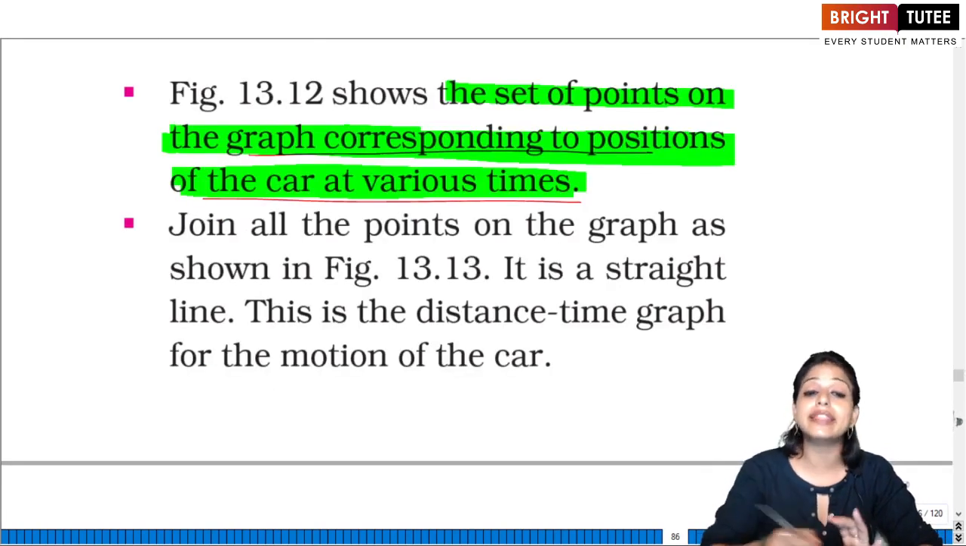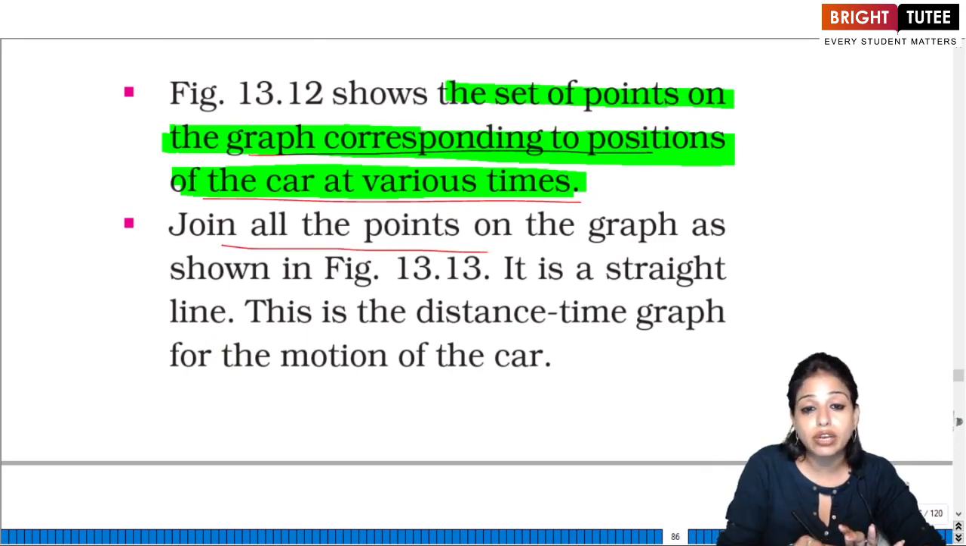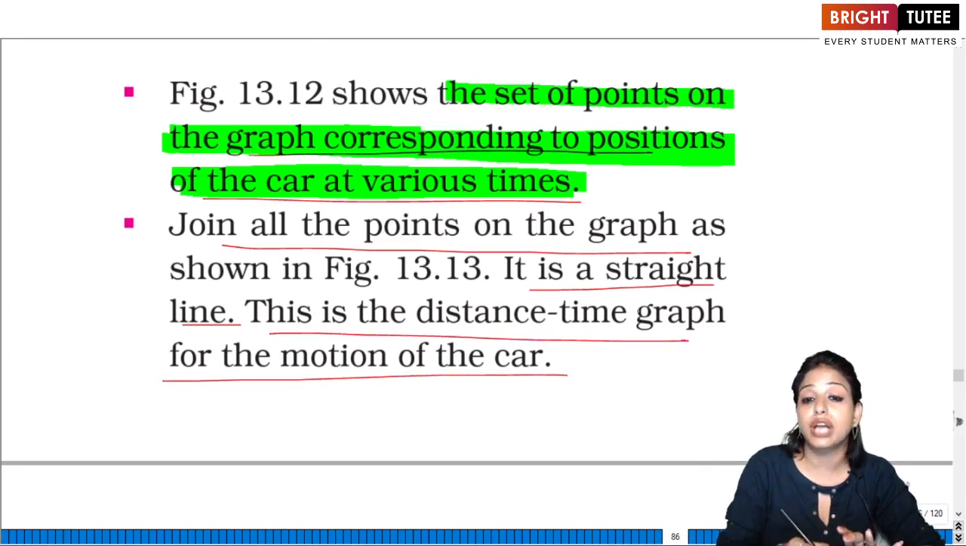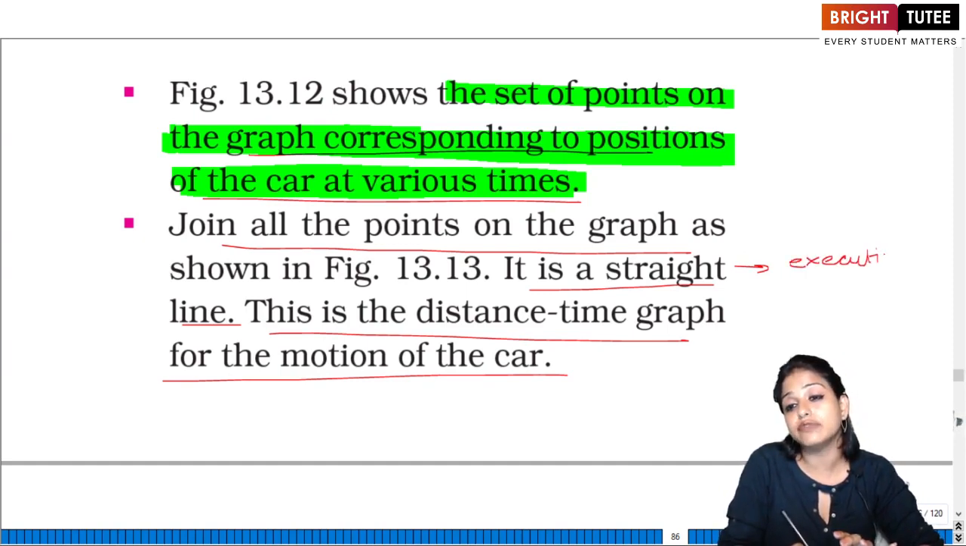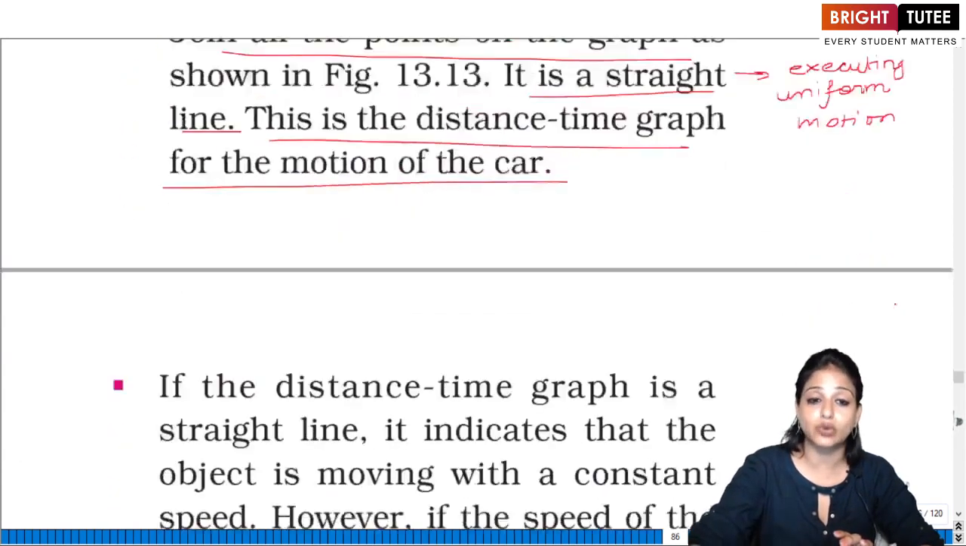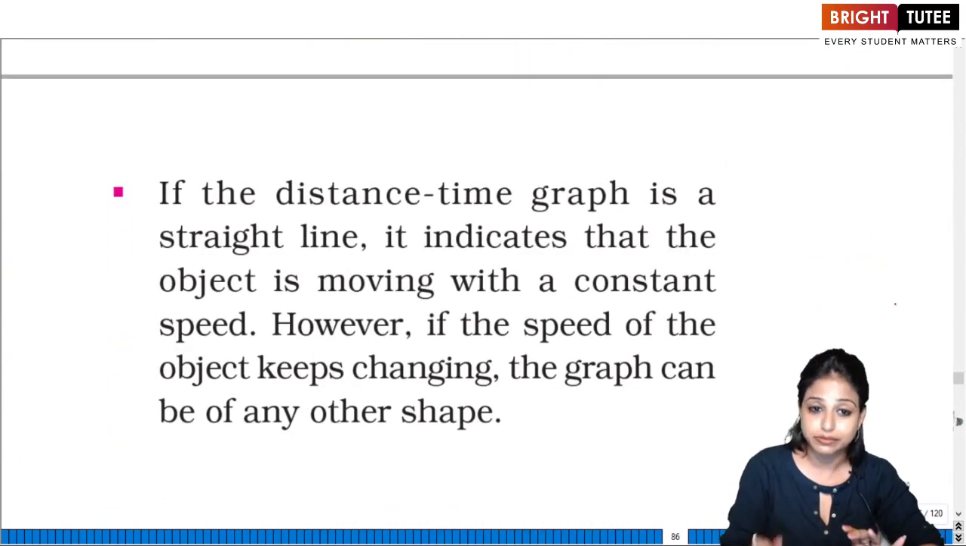Now, how can we say that? Because on joining all the points on the graph, it is a straight line. This is the distance-time graph for the motion of the car, and whenever you get a straight line on a distance-time graph, your car is executing motion which is of which kind? Uniform. So it is uniform motion. The car is not executing any non-uniform motion.